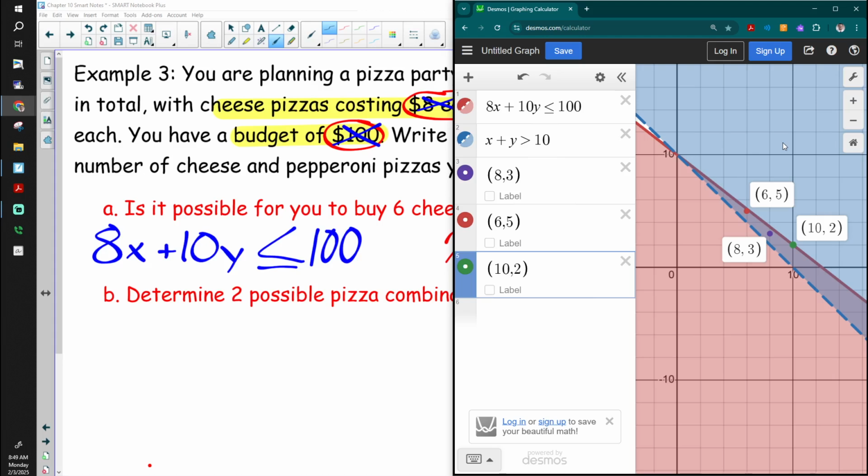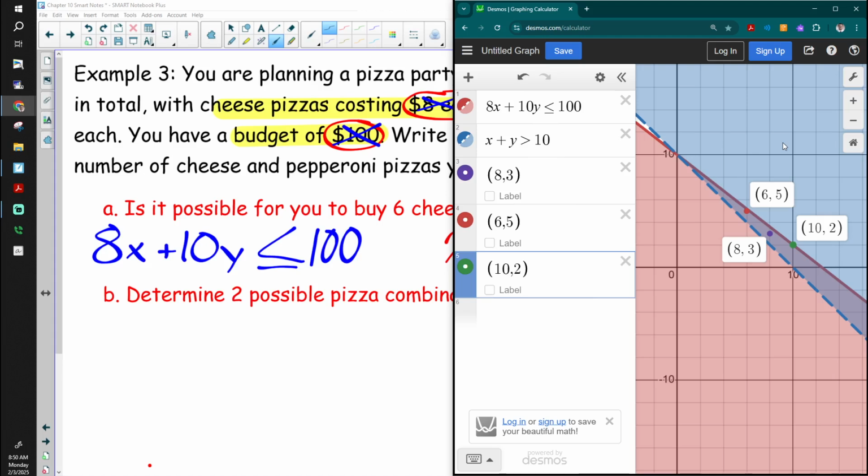So we're not looking just where the lines cross. We were looking for where our shaded colors cross. So 6 cheese, 5 pepperonis. 8 cheese, 3 pepperonis. 10 cheese, 2 pepperoni. All of those are possible combinations that stay within our budget and also allow us to get more than 10 pizzas. Okay? So you can write down any 2 of those.